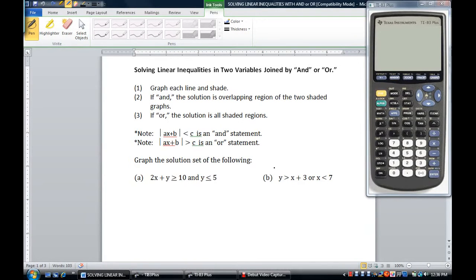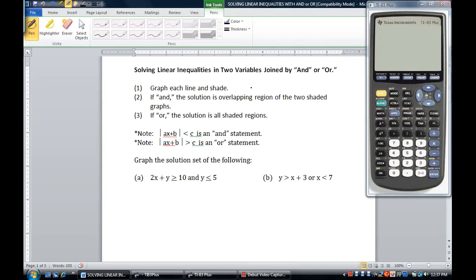Solving linear inequalities in two variables joined by "and" or "or". Hopefully you're seeing a link to a video or maybe two videos demonstrating when we're dealing with one equation. But here we're going to be graphing more than one equation, two equations to be exact. Now what we're going to do is graph each line and shade. And once again, you may want to watch that video.